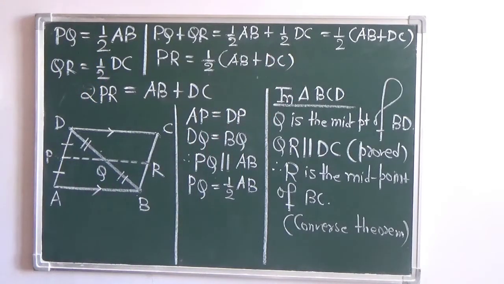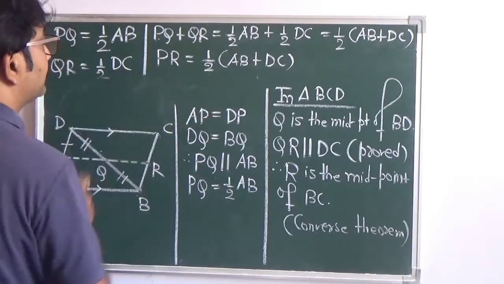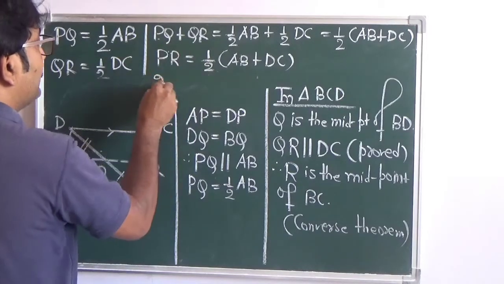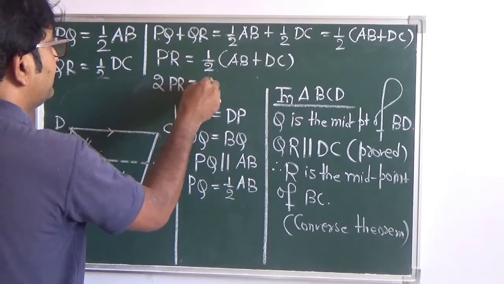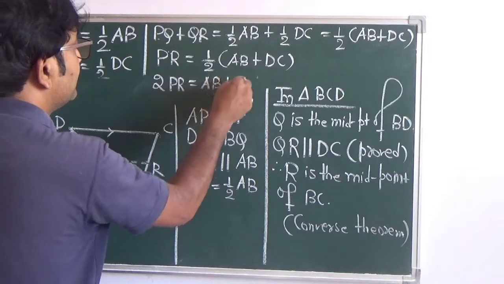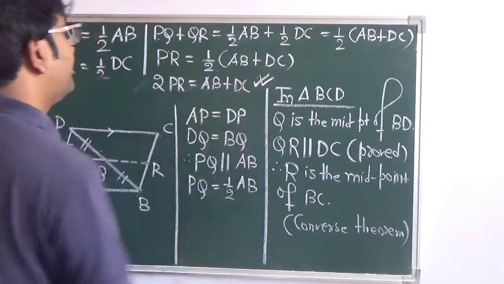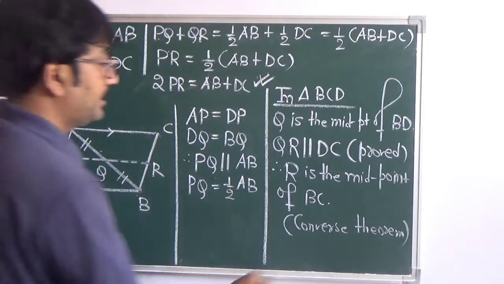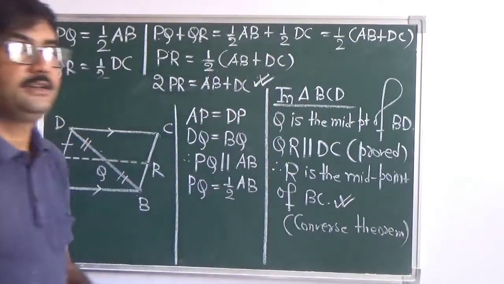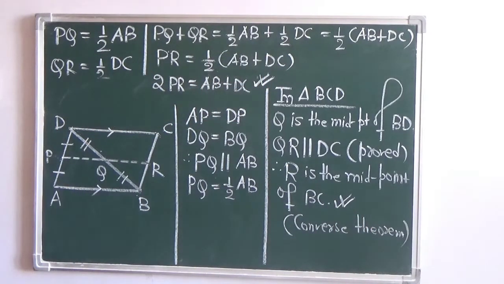So we can write twice PR is equals to AB plus DC. So this proves the second part, and here it is the first part. Simply the application of the midpoint theorem and its converse. So now just have a look into this question, then we move on to question number 7.